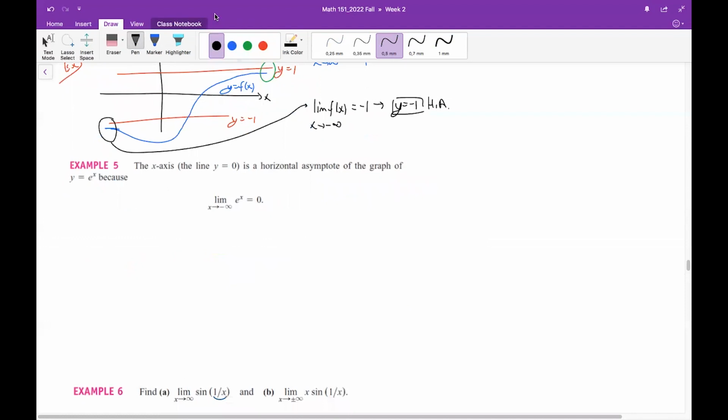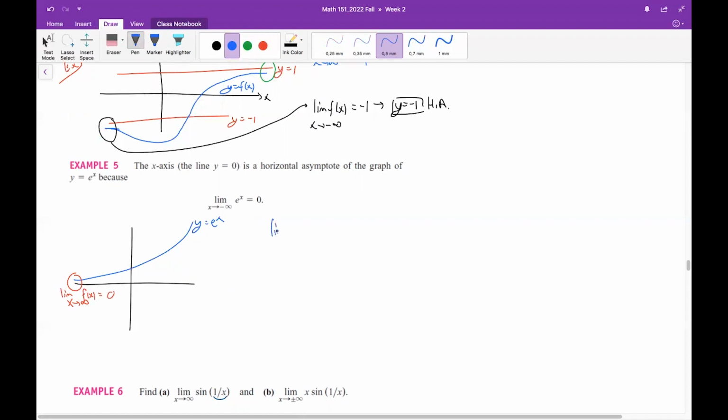Okay, next, here is another example, e to the power x. This is the exponential function. Let me draw the graph of it. So e to the power x function is this one, the exponential function. And here, at this part, if you analyze the behavior of it, as x goes to minus infinity, our function goes to 0.